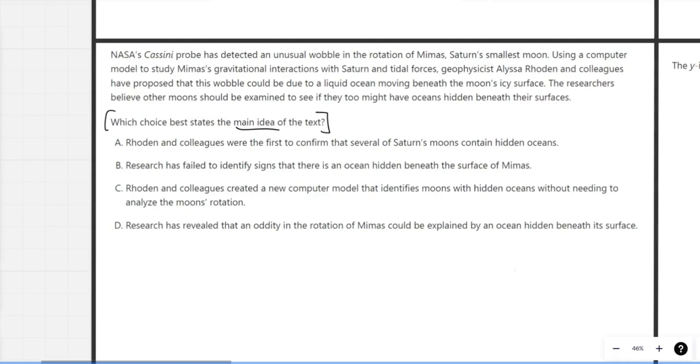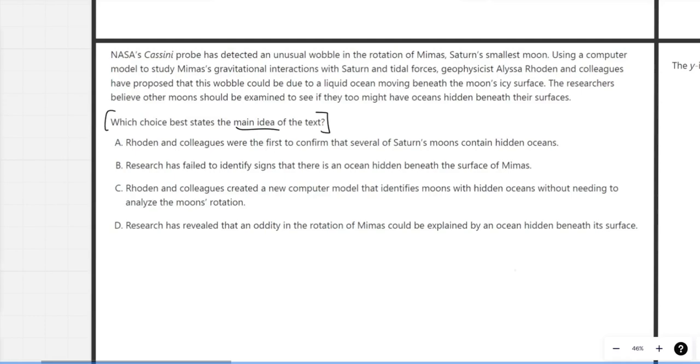Using a computer model to study Mimas's gravitational interactions with Saturn and tidal forces, geophysicist Alyssa Rodin and her colleagues have proposed that this wobble could be due to a liquid ocean moving beneath the moon's icy surface. The researchers believe other moons should be examined to see if they too might have oceans hidden beneath their surfaces.